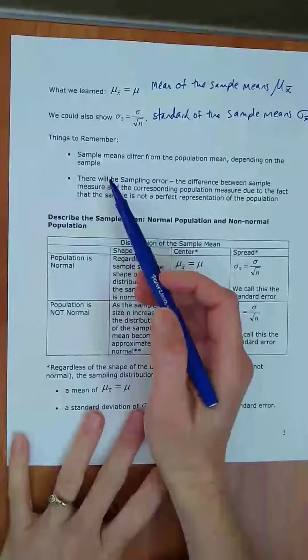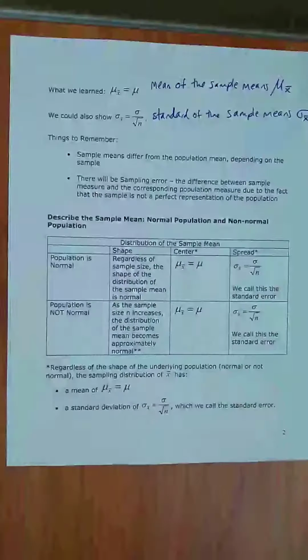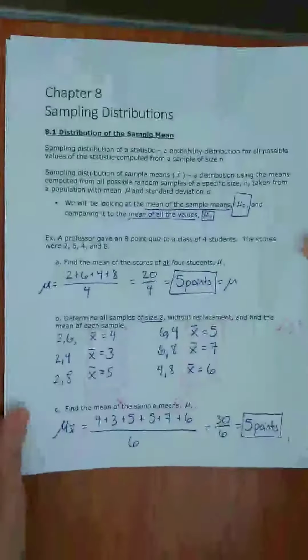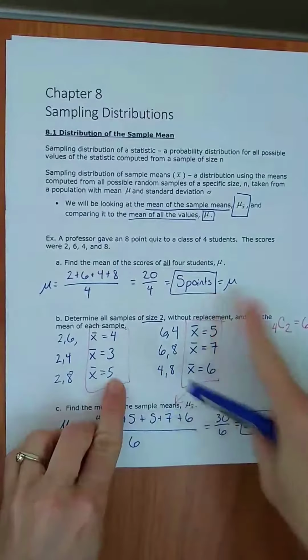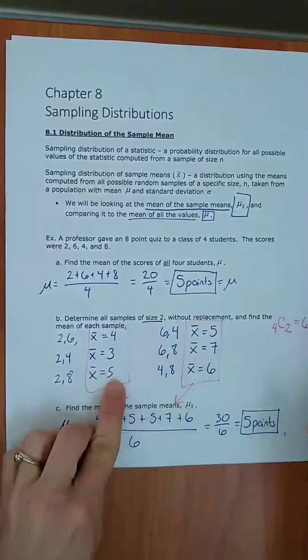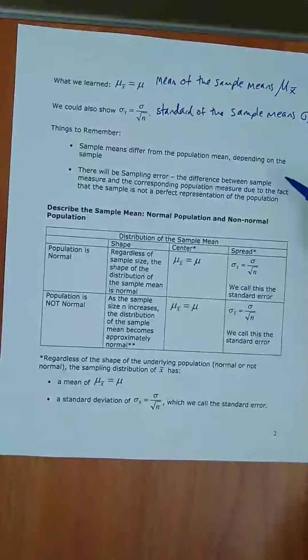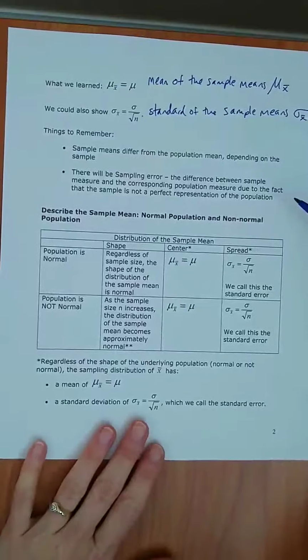So a couple things to remember here. The sample means will differ from the population mean because the sample means were all those little x bars, right? So some of them were the same. These 2 x bars were the same as the mu, but some of them were different. It just depended on which group of 2 students we looked at. So the sample means do differ from the population mean, depending on the sample, and there will be sampling error.